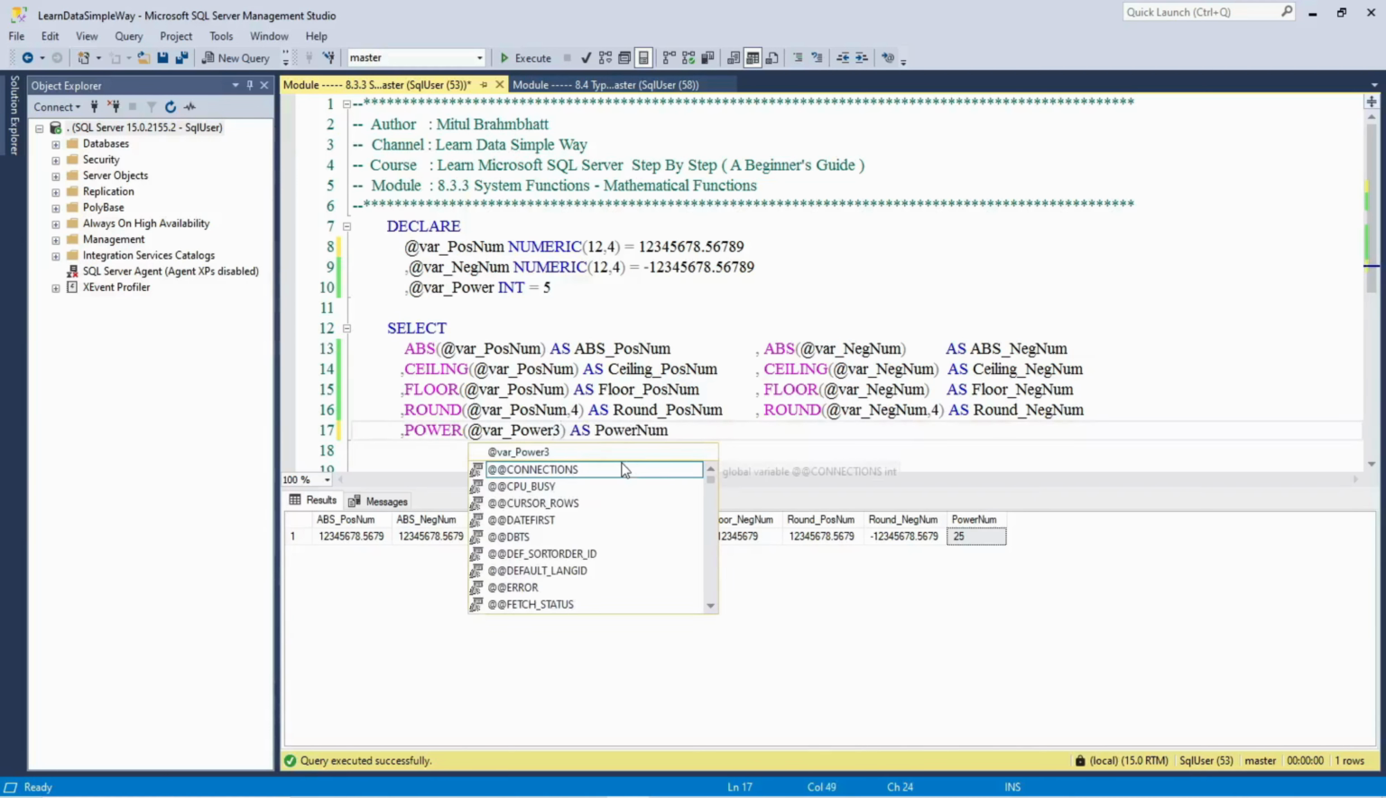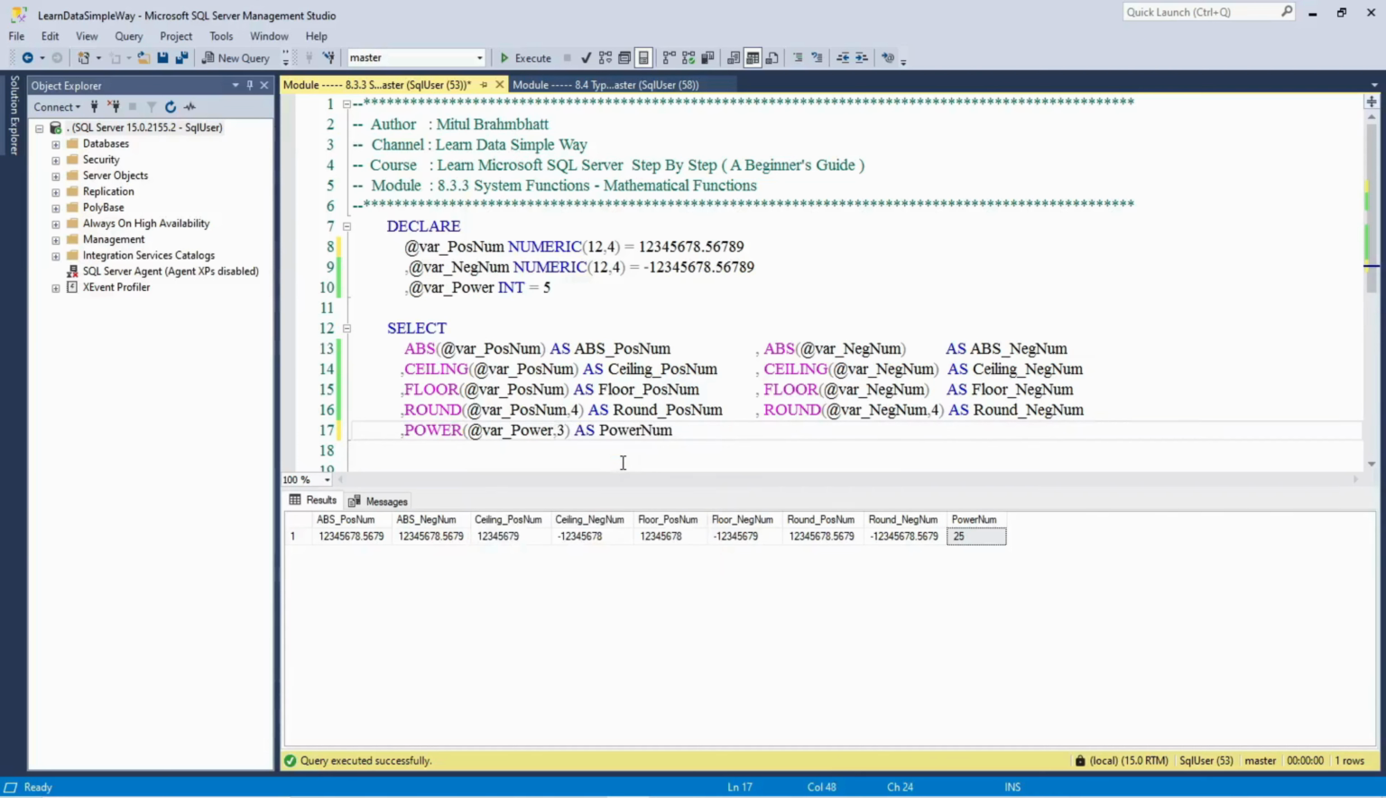Suppose you keep 3 as a power to 5. So 5 into 5 into 5. What will be the number? 5 into 5 is 25. 25 into 5 is 125, right? So 125 will be the number in the result. Correct? So that is how this power function works.